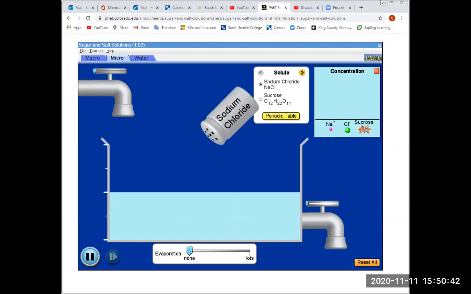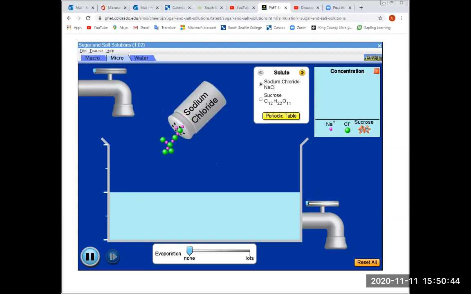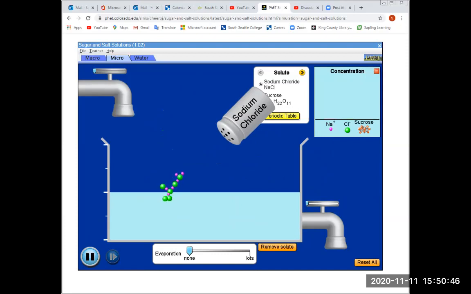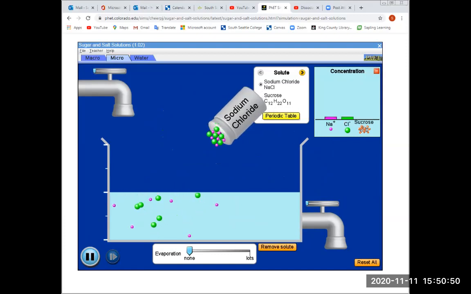Let's pour some more sodium chloride. So here it's showing the chloride ions as green balls, the sodium ions as pink balls, and you see how when they fall into the water, they completely get free from each other, all free from any other ions, and they are moving around in the water.